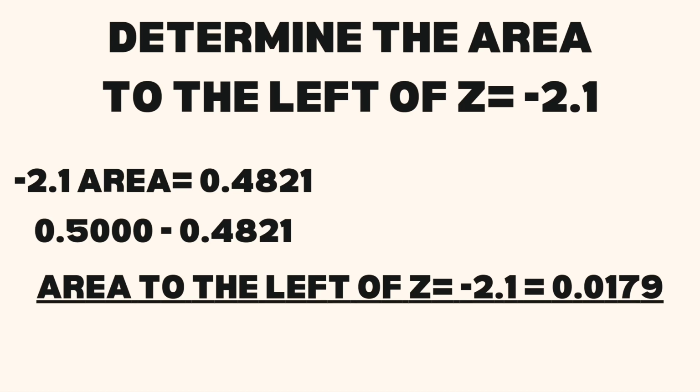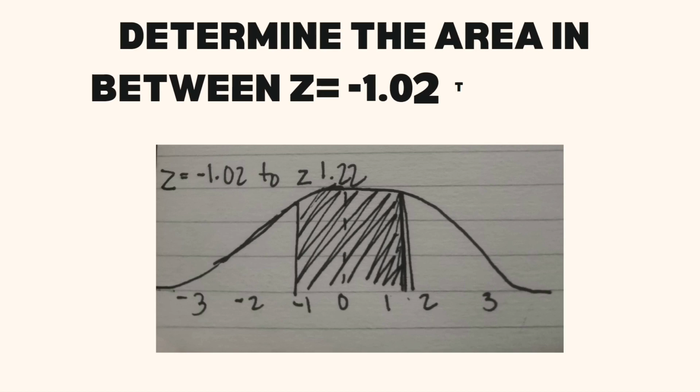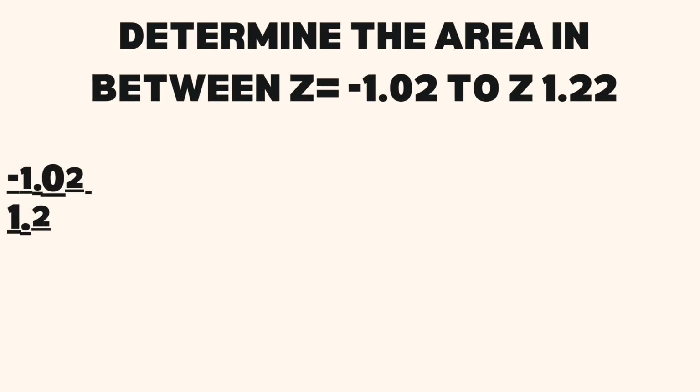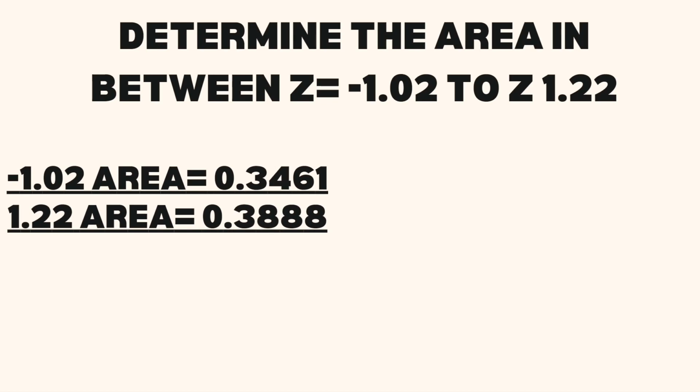Finally, for our last example, let's determine the area in between z equals negative 1.02 to z equals 1.22. Since we have two z values, let's determine both their areas. So look again at your z-table. As you can see, the area for z equals negative 1.02 is 0.3461. And look again, the area for 1.22 is 0.3888.